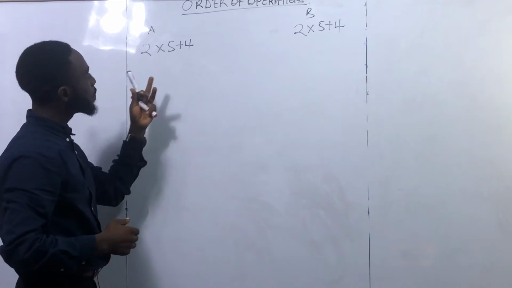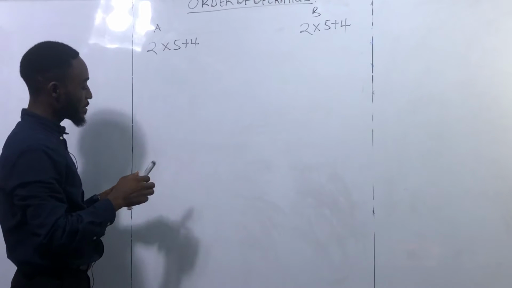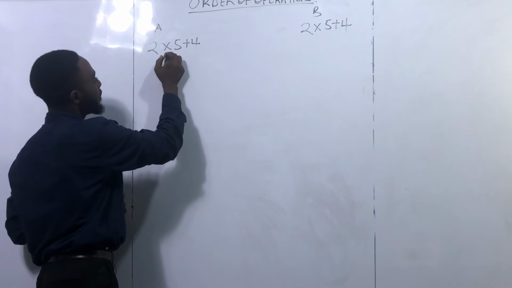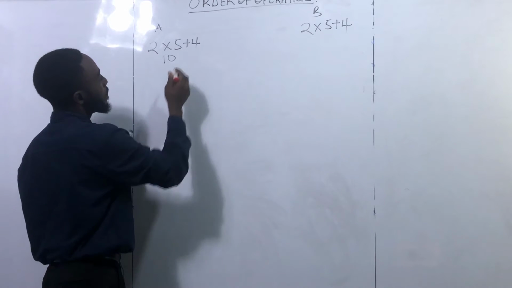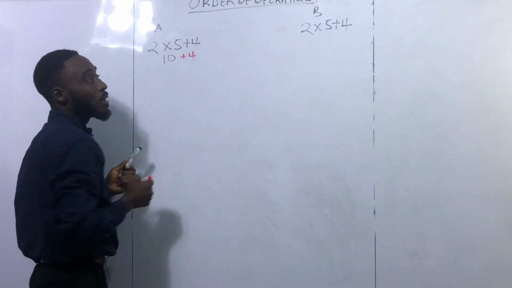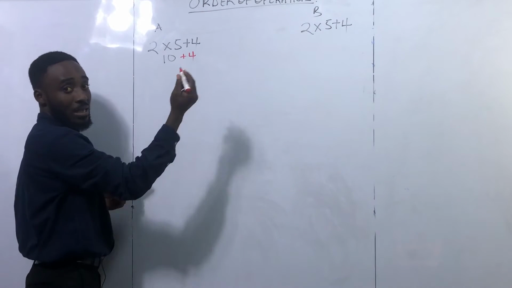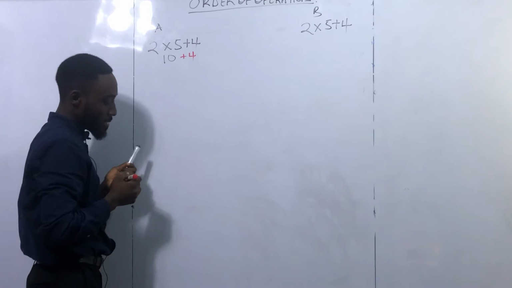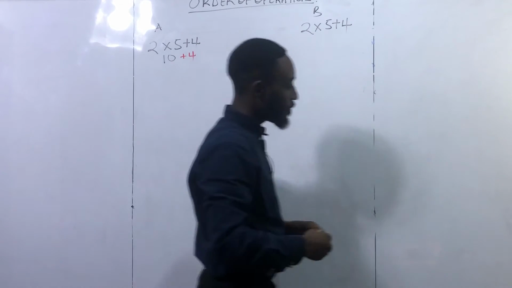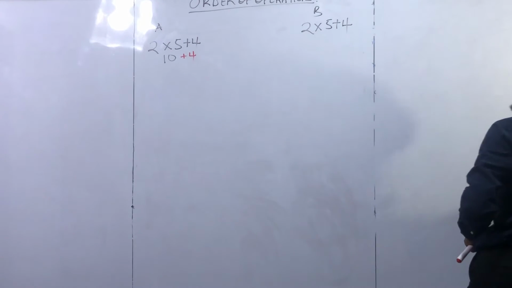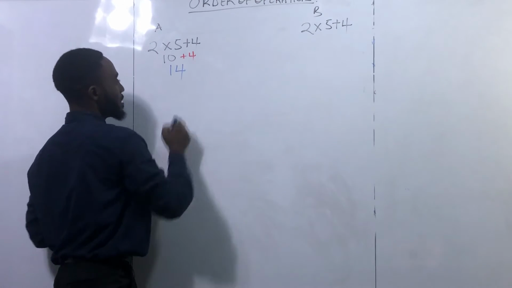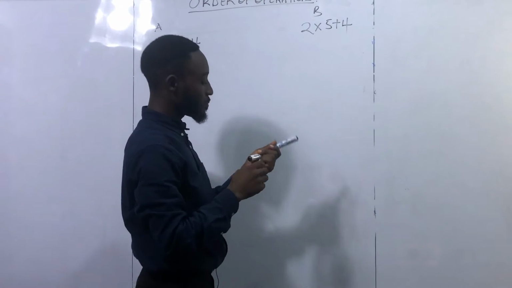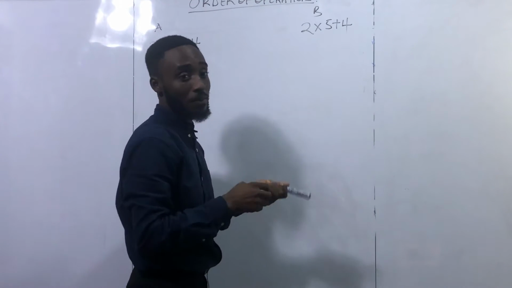The first student goes and solves this question as 2 times 5 gets 10, and then adds 4, and at the end of the day he gets 14 as his final answer. The other student does something quite different.